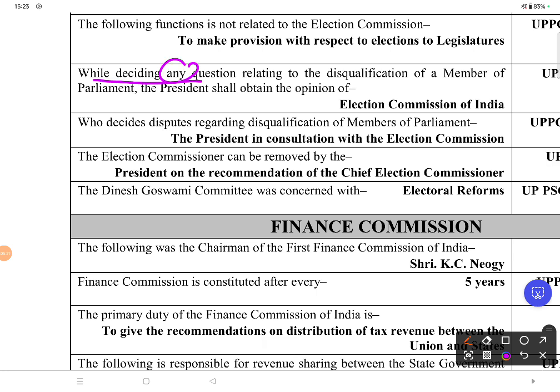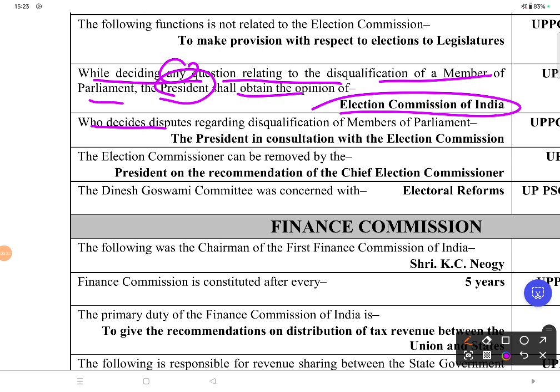While deciding any question relating to the disqualification of the members of Parliament, the President shall obtain the opinion of the Election Commission of India. Who decides disputes regarding disqualification of members of Parliament? The President in consultation with the Election Commission.